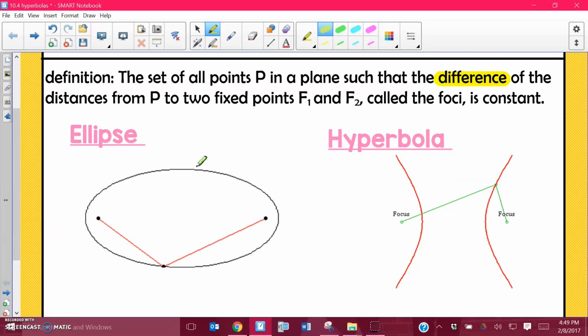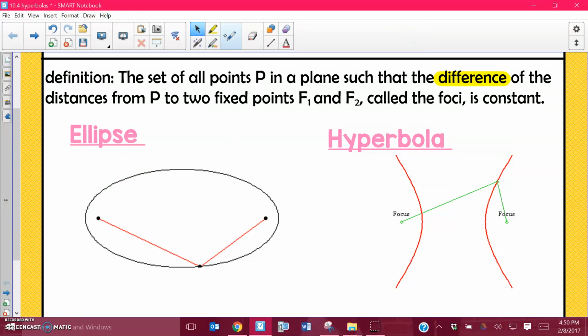If you look here, the difference of these two green lines is always the same, the difference. It's kind of hard to see, so take my word for it. It's a little harder to see than seeing a string roll around that ellipse. So the hyperbola is going to have a very similar equation as what we've seen before. You've probably seen hyperbolas a lot of times when you look at the nuclear plants, and also the orbits of comets a lot of times because they just come in and then they leave.